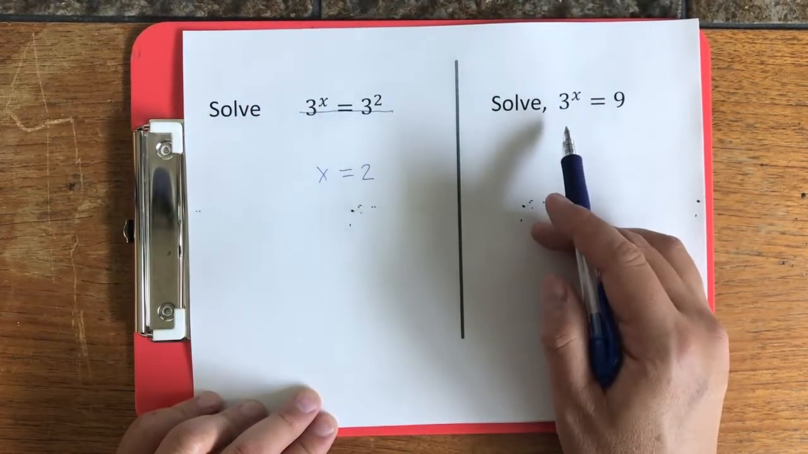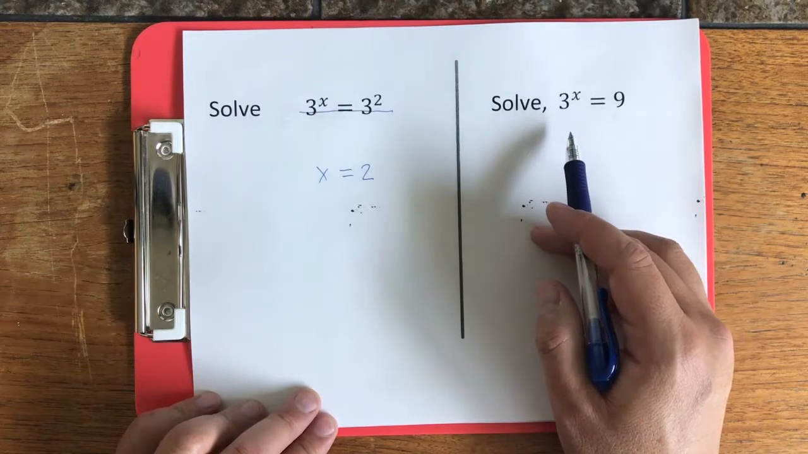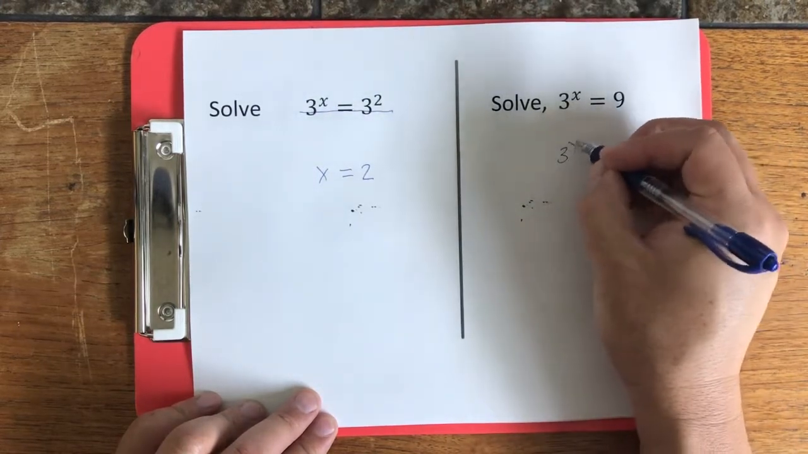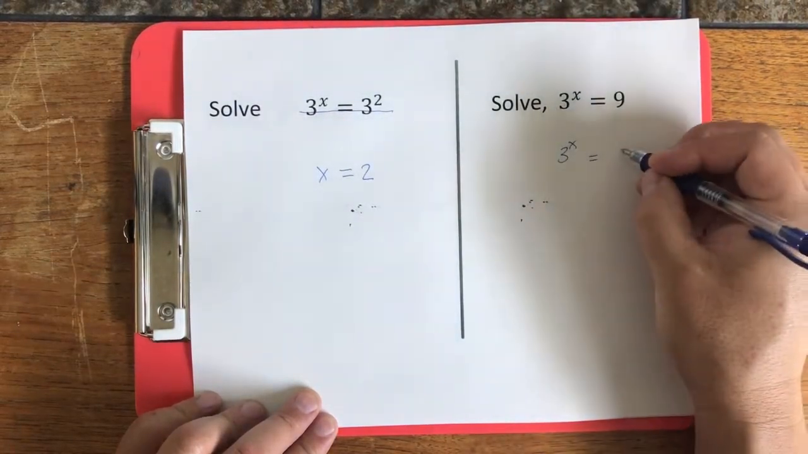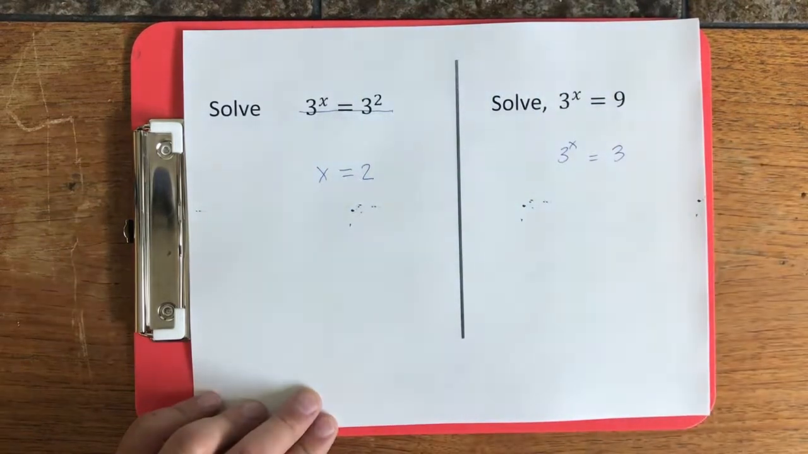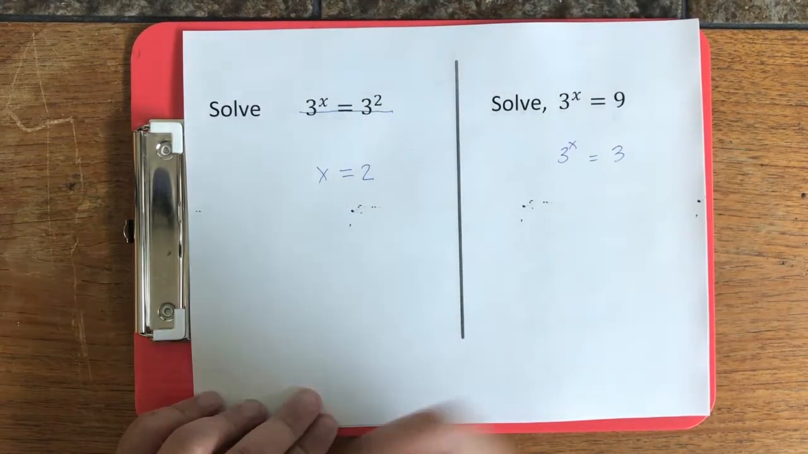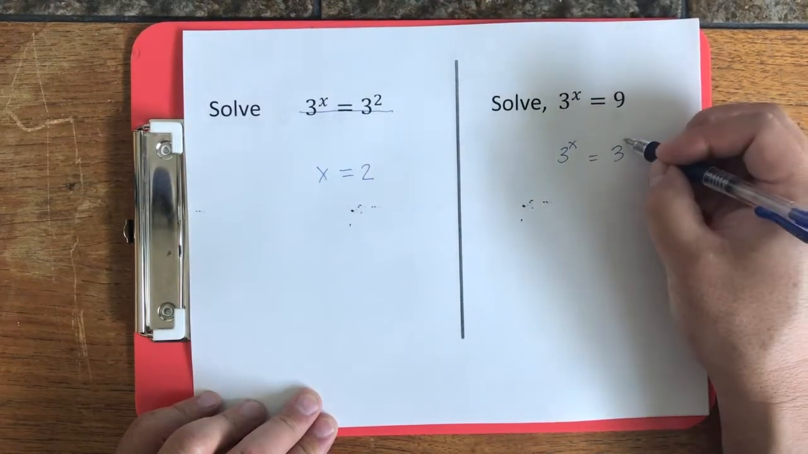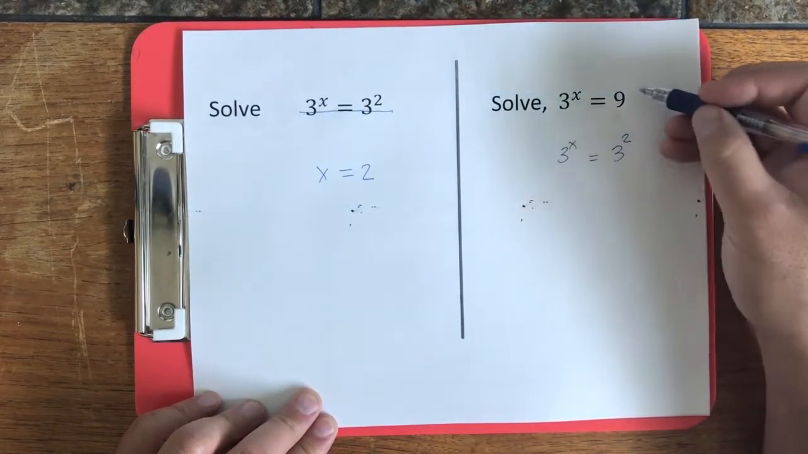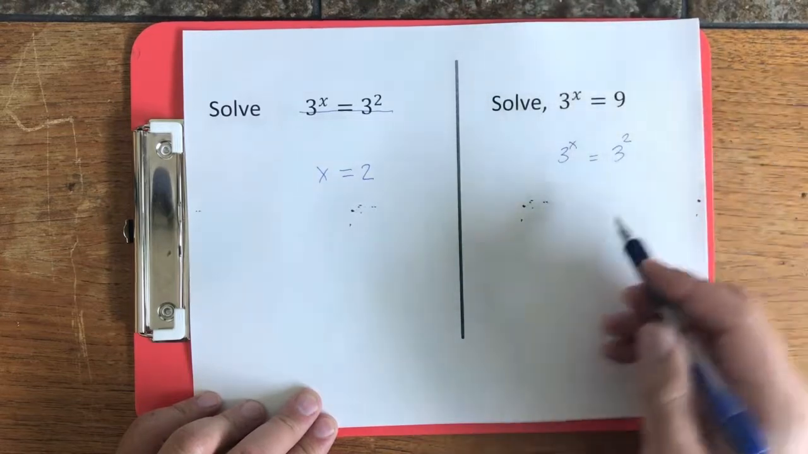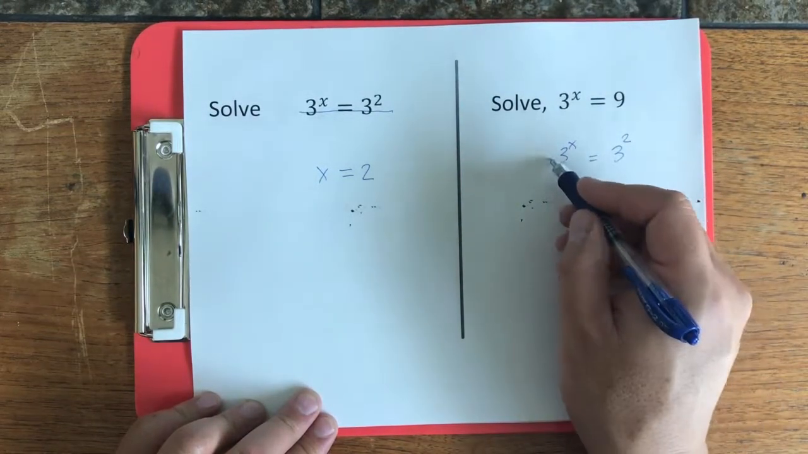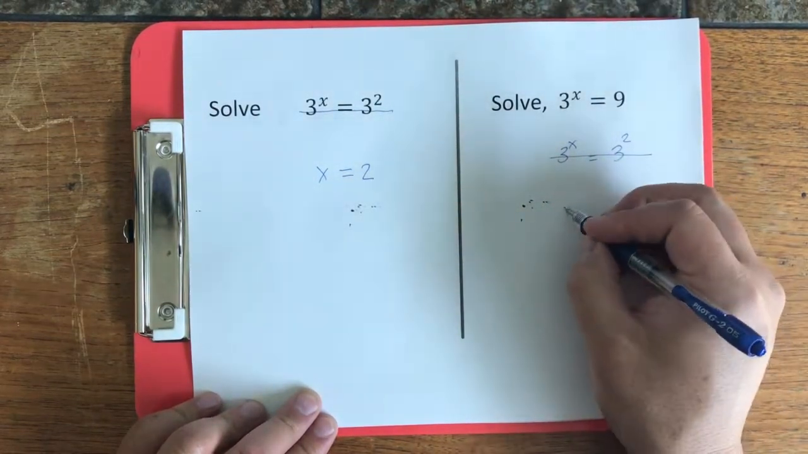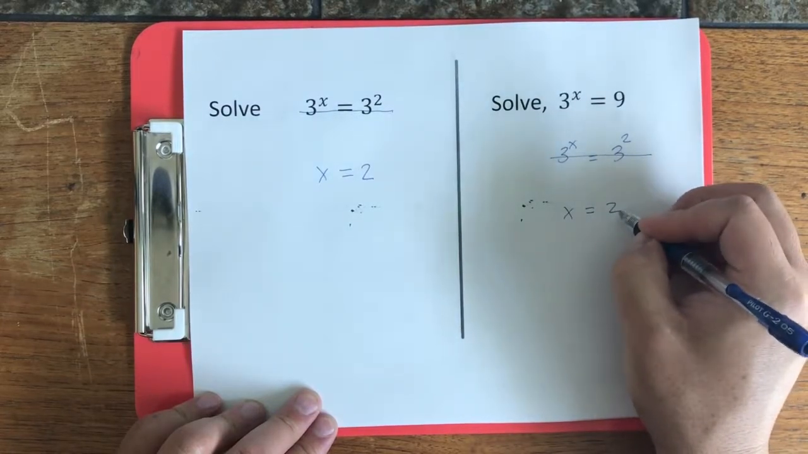So when we have a problem like this, what we want to do is make it so the right side has a number with the same base. If you were to ask me 3 to the what power is equal to 9, the answer would be 2, right? 3 squared is equal to 9. Now that the bases are the same, we can just cross them out and have x equal to 2.